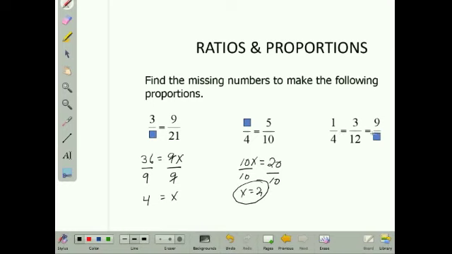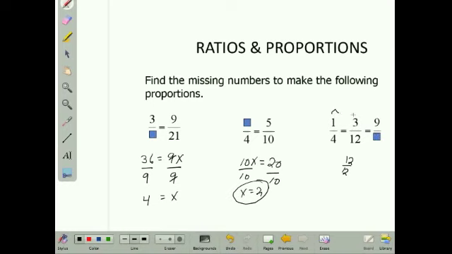And finally, we've got 3 proportions. The easy way to do this is to see what this equals. So we're going to make 4 times 3, 12. 12 over 1 is 12. So these are in fact proportions. But what we need to do is to figure out what this one is going to be.